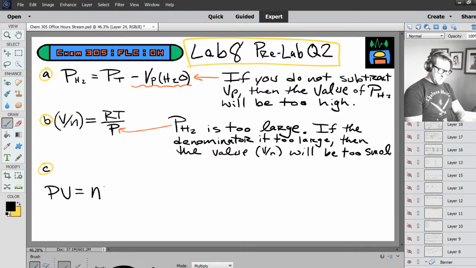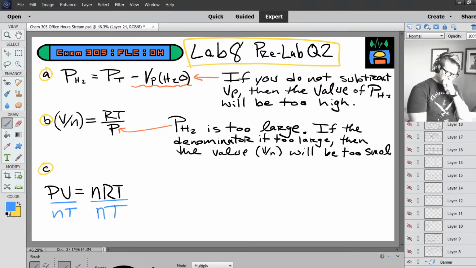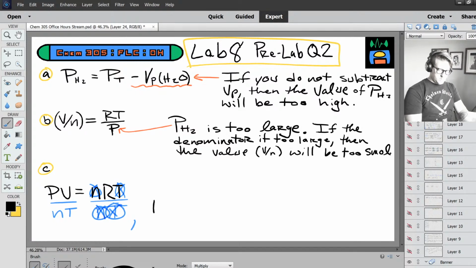PV equals nRT. If we do some algebra and we isolate R on one side of the equation, so that moles cancel, temperature cancels, we get R is equal to PV over nT.